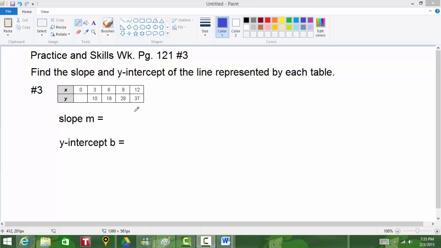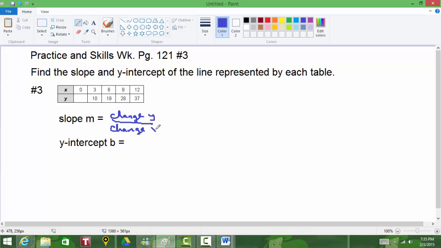So what I'm going to do is I've got to find the slope. And remember, the slope is equivalent to the change in y over the change in x. Okay, we have a lot of ways to look at that. You could do y2 minus y1 over x2 minus x1. We could use that. And we're going to do kind of a variation of that.